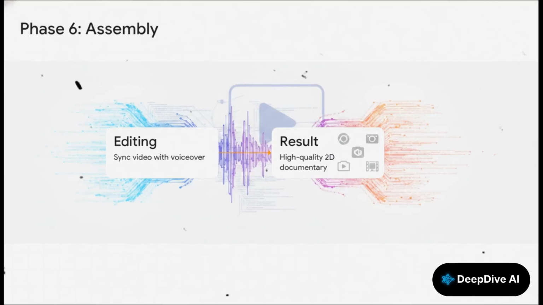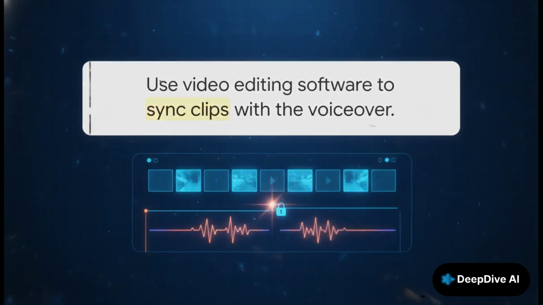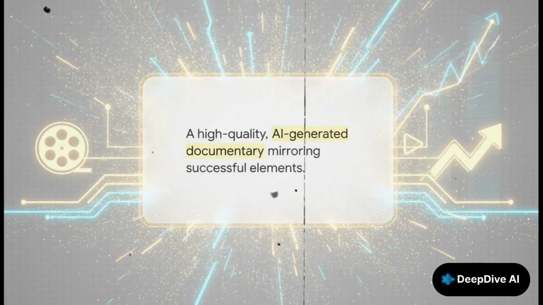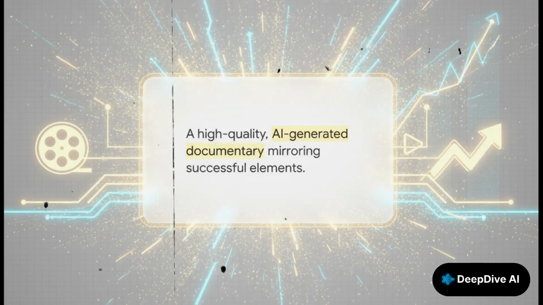Finally, Phase 6, Final Assembly. Time to bring all these assets together. Just take any video editor and sync up your generated clips with that flawless 11 Labs audio. Boom. The result is a high-quality AI-generated documentary that perfectly mirrors a proven viral success.